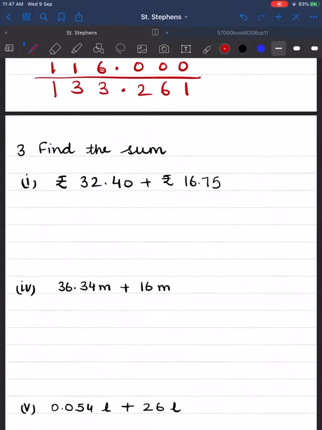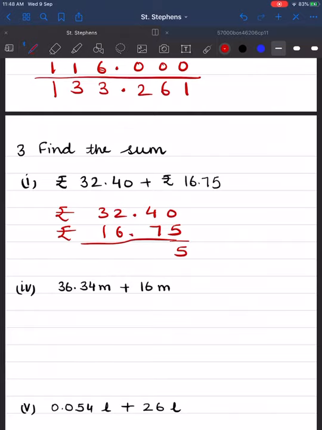Now move to question 3, find the sum. So here the decimals are already like decimals having 2 decimal places. So we arrange them. So we write rupees 32.40 and rupees 16.75 and we add. So we get here 5, 4 plus 7, 11, we write 1, we carry 1 and we write decimal below decimal, we get here 9 and 4 here. So we get 49.15 rupees.